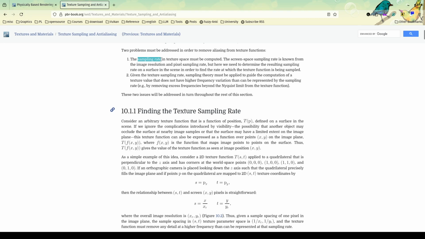And I guess this is non-uniform on the different parts. I think you'll just read later and see what they talk about. Given the texture sampling rate, the sampling theory must be applied to guide the computation of a texture value that does not have higher frequency variation than can be represented by the sampling rate.